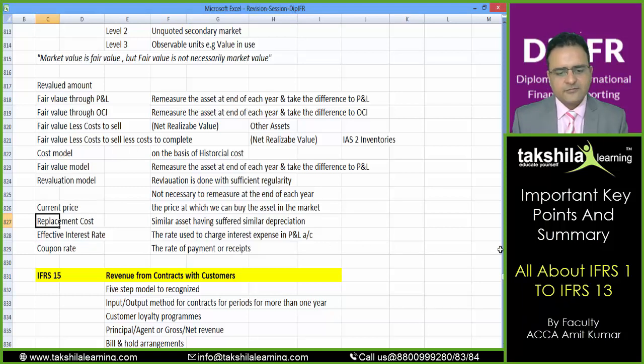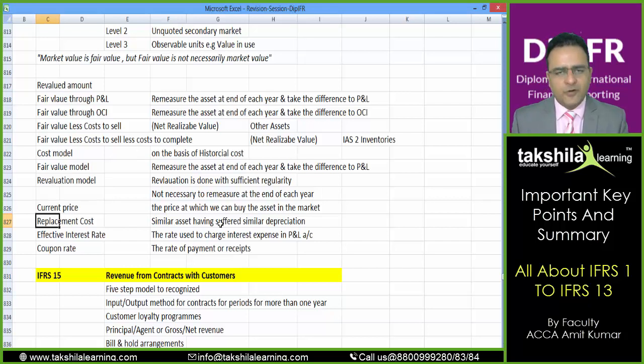Effective interest rate. Effective interest rate is the rate which is being used to charge interest expense in the P&L account. It is not the coupon rate. Coupon rate is the 10% convertible bond, 10% loan note. These are the coupon rates, the rate of payment or the rate of receiving the payment from the people you have invested money in. So effective interest rate is the rate which exactly discounts the net present value to zero and is the rate which is being used to record interest expense or interest income.